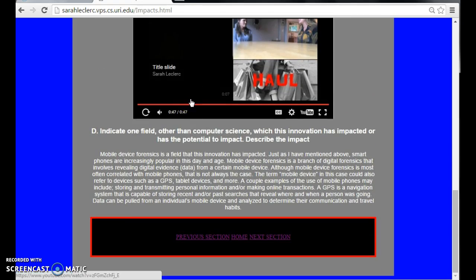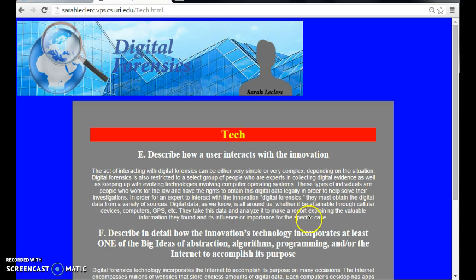The next section I will discuss is the technical aspects page. Here I discuss how a user interacts with the innovation. Interacting with digital forensics can be either very simple or complex depending on the situation. It's restricted to a select group of people who are experts in collecting digital evidence. These types of individuals are people who work for the law and have the rights to obtain this digital data legally in order to solve their investigations. In order to interact with the data, they must acquire it, analyze it, and make a report indicating their findings.